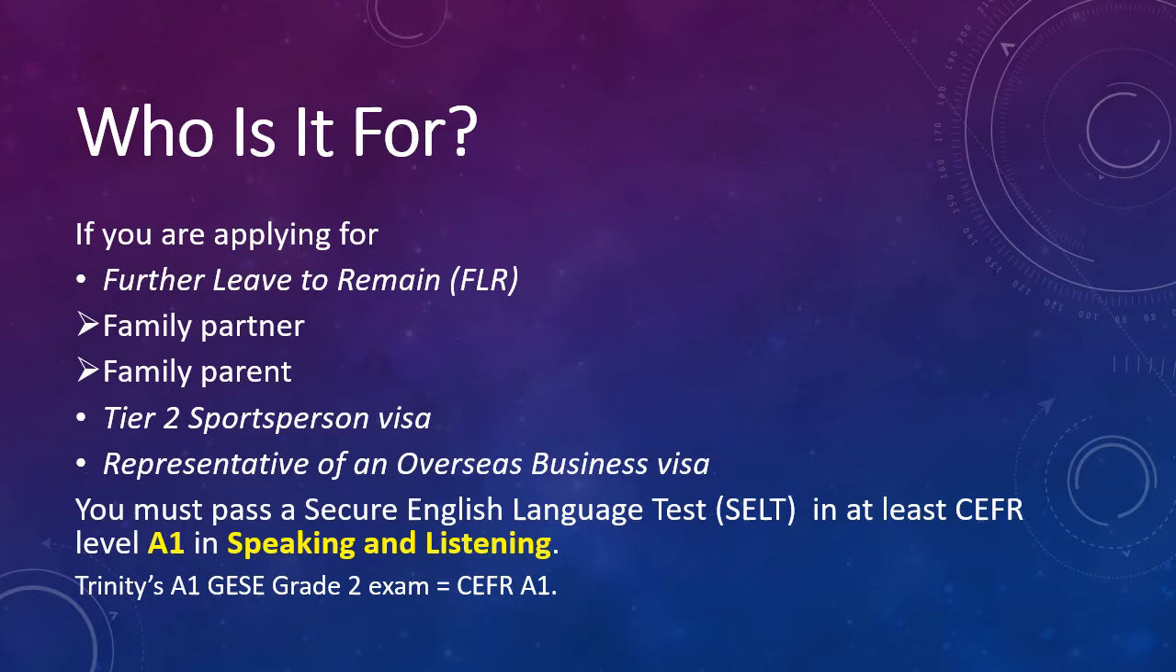This test is for those people who are applying for further leave to remain, which is FLR, either as a family partner or as a family parent. I'll explain it in a bit more detail in a second. If you are applying for a tier 2 sports person visa, then you need an A1 test, or if you're a representative of an overseas business visa, then you also need an A1 test.